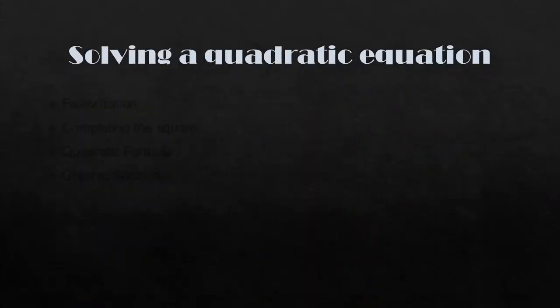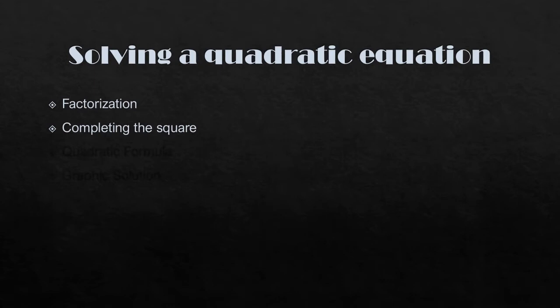There are several ways of solving a quadratic equation. The first one is by factorizing. The second one is by completing the square. The third one is by using the quadratic formula. The last one is by drawing a graph. So first of all, factorization. How do we factorize a quadratic equation? Let's say we have this equation, x squared plus 4x plus 3.